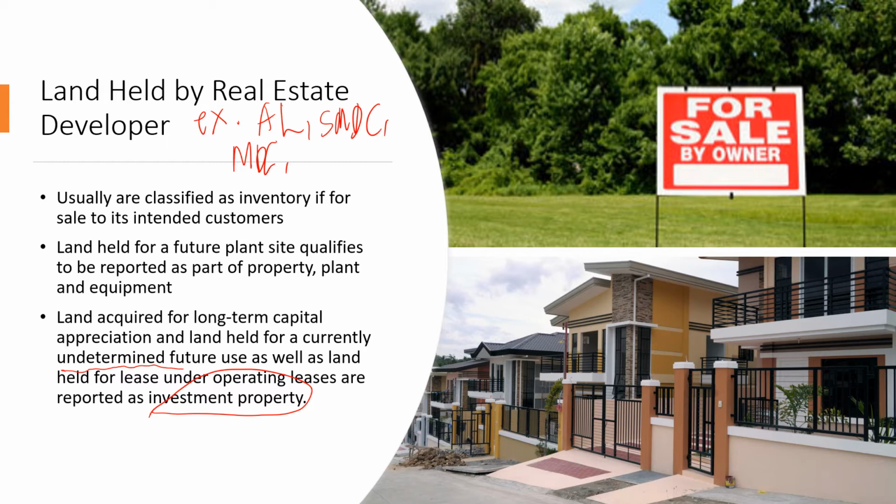So if that is land held for a future plant site, take note, your intention is you buy that property to use in your operation. Whether you construct a building there so that you will have an office building, or a future site for your factory, that will be part of property, plant, equipment, because that is your operation. If you acquire land for sale to others because you are a real estate company, therefore that should be part of your inventory.